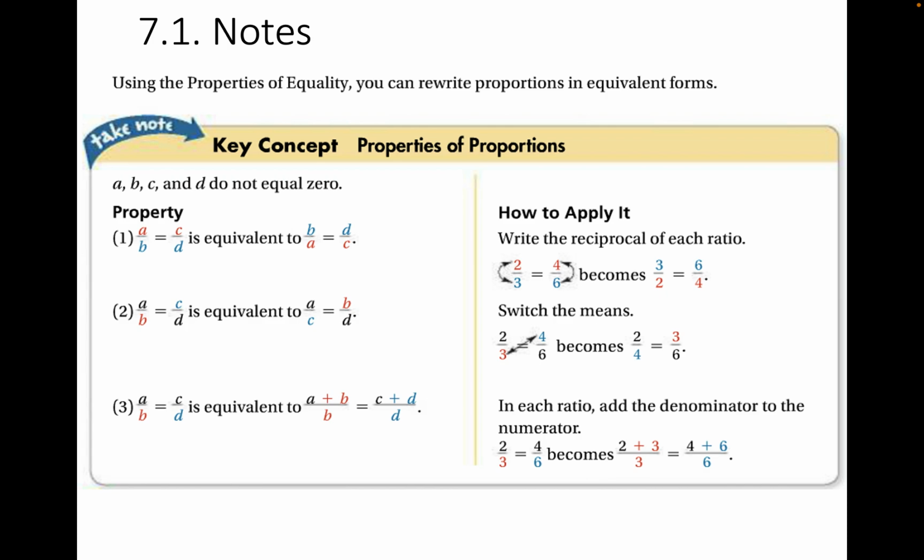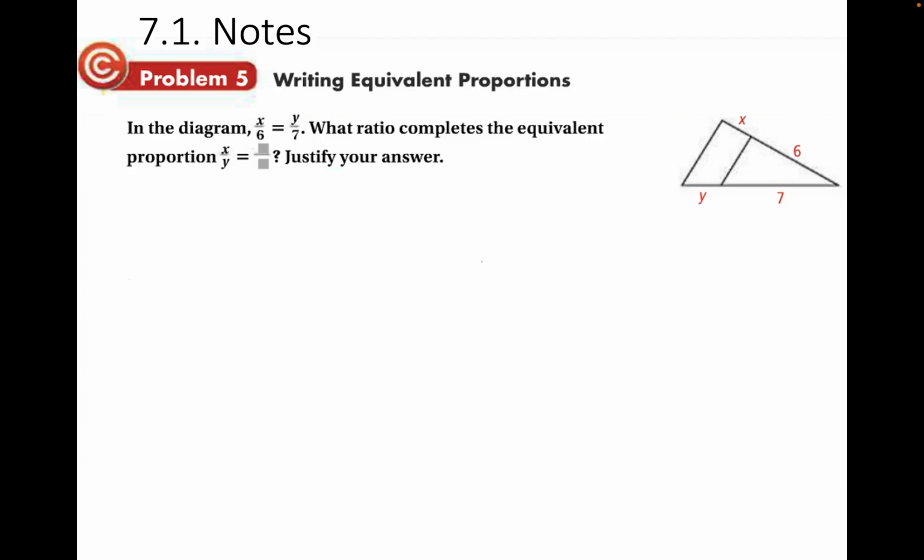Right, let's do some problems using these properties, where you can see how much easier problems are if you use these properties. So in this first question, we have a diagram on the right which has a triangle, which has, as you can see, one side is 7 with a portion of y there, and then the top is 6 with a portion of x there. And it tells us that the ratio of x to 6 is proportionate to the ratio of y to 7. Those ratios form a proportion. What ratio completes the equivalent proportion of x over y? What is the ratio of x over y?